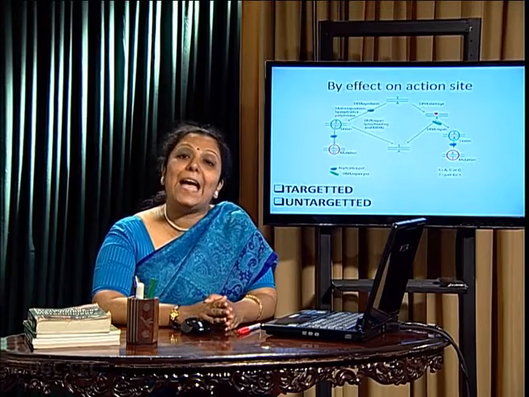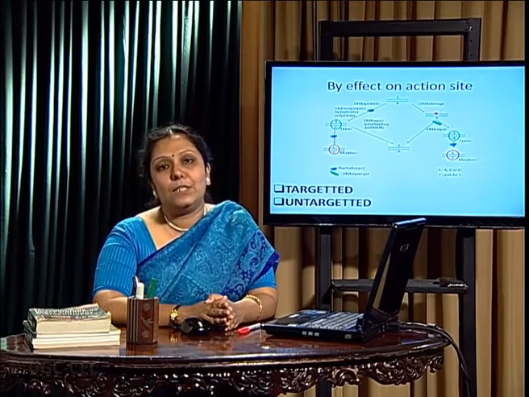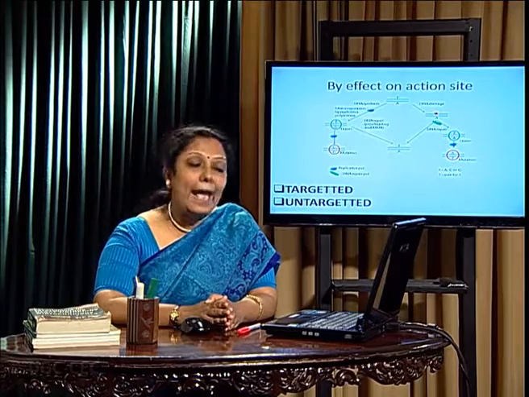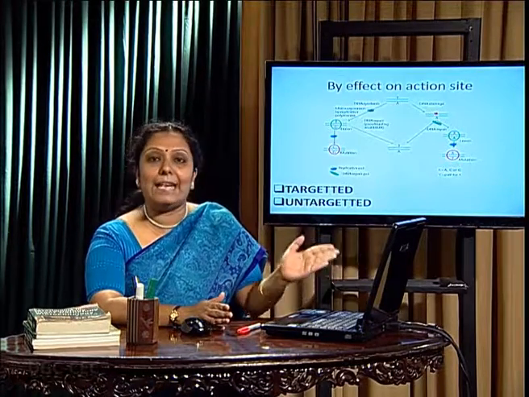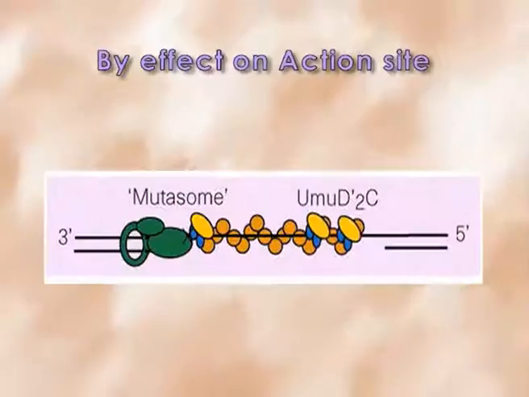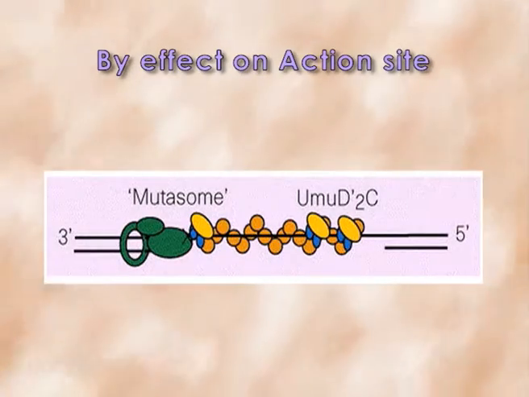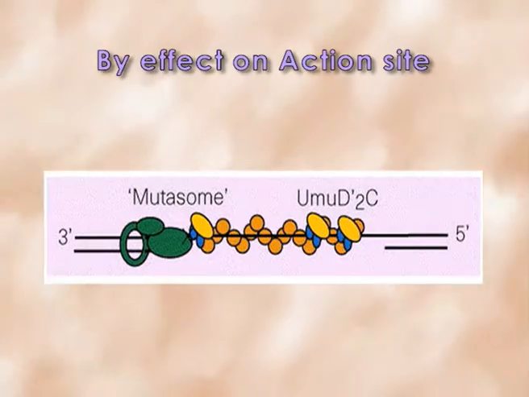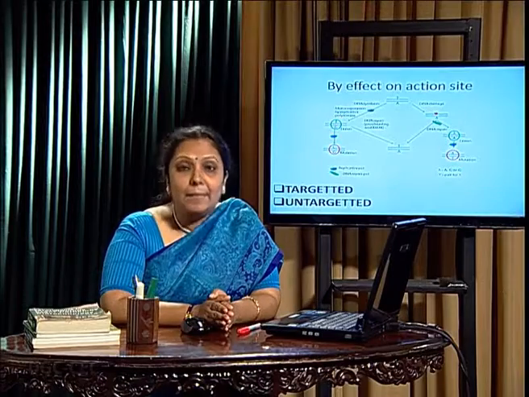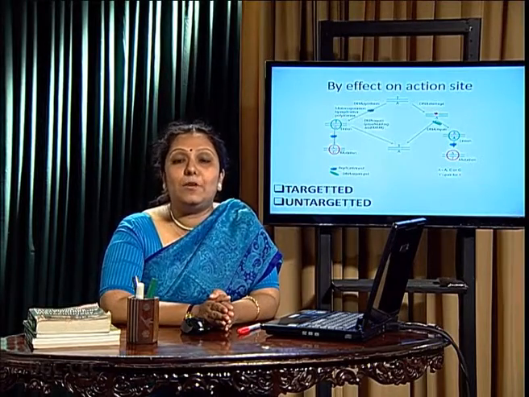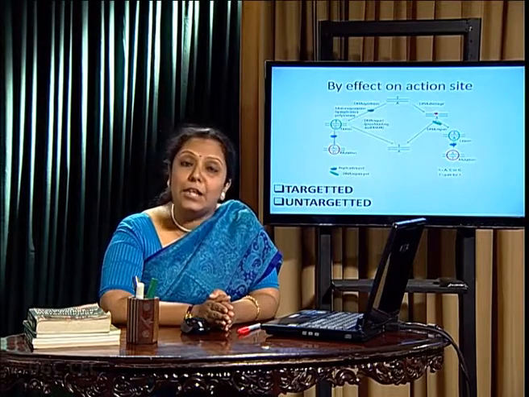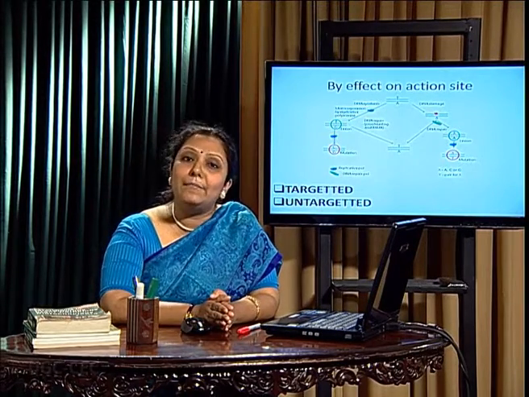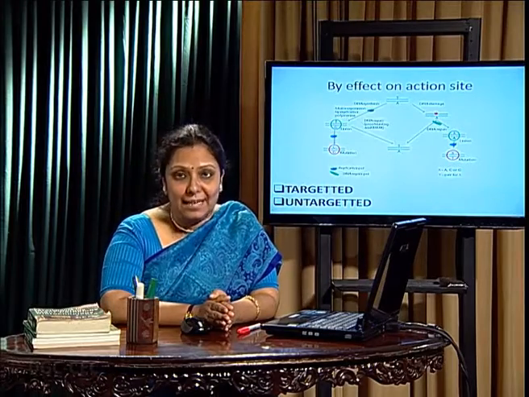Next, according to the action site. As we know, there are so many repair systems and according to them, the mutations may be targeted and untargeted. With the help of UmuD'C coding for DNA polymerase V, they insert any random base against an apurinic site. But DinB coding for DNA polymerase IV, they are translesion DNA polymerases, randomly error-prone repair can be done. So that causes the untargeted mutation.